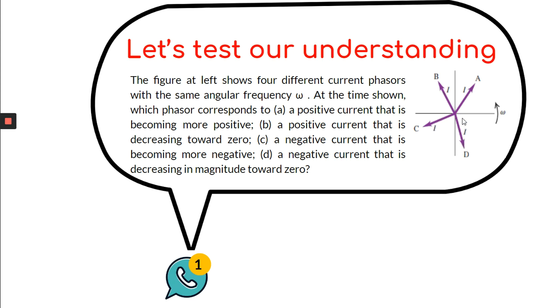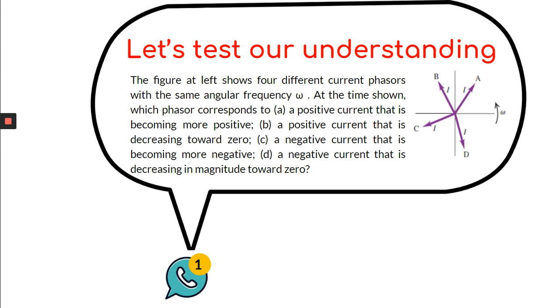Now let us see D. When D, the current is positive. When you rotate D along this direction, the current becomes gradually more and more positive. And when it rotates and exactly lies along the positive x-axis, the current is maximum and in a positive direction. So which is your answer? The answer is D. D is the phasor which corresponds to a positive current that becomes more positive.